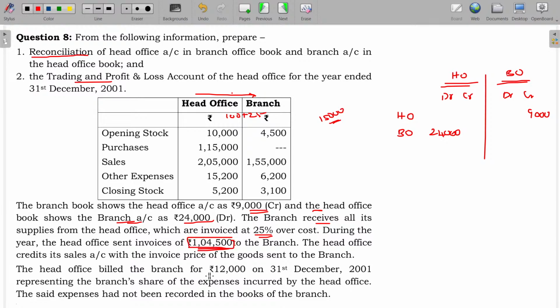The head office billed the branch for rupees 12,000 on 31st December 2001, representing the branch's share of the expenses incurred by the head office. The said expenses had not been recorded in the books of the branch. What happens if you record this in the books of the branch? In the branch, the entry will be expenses account debit to HO, the value being 12,000 rupees.